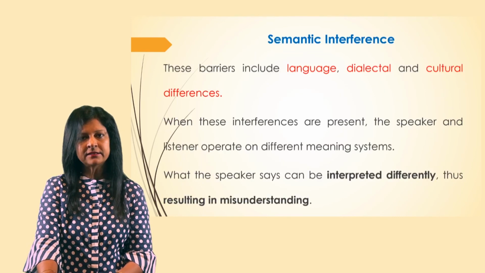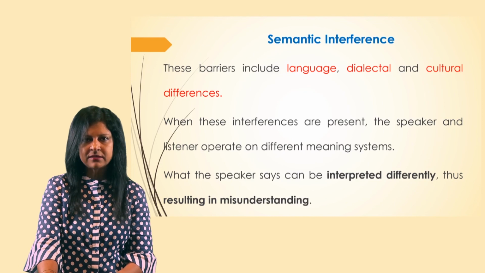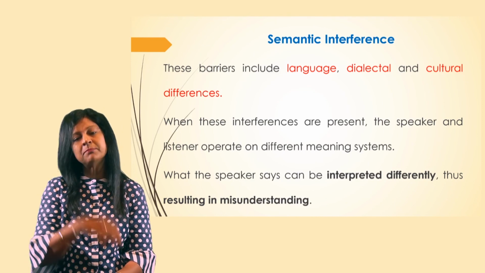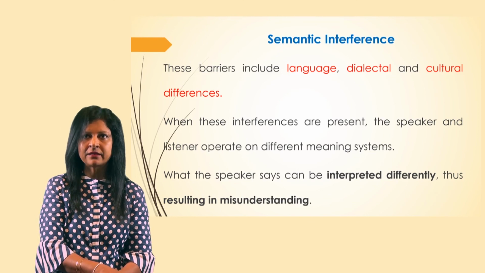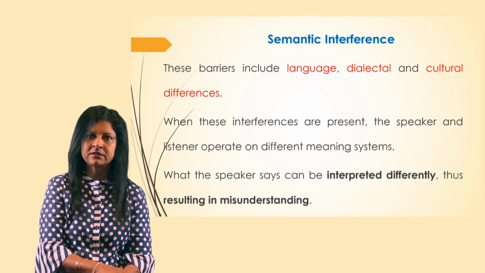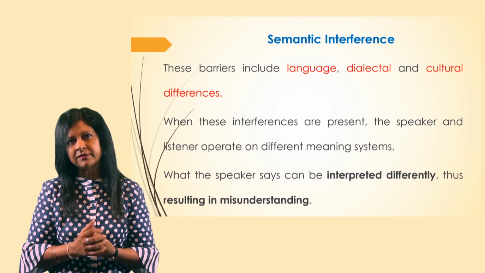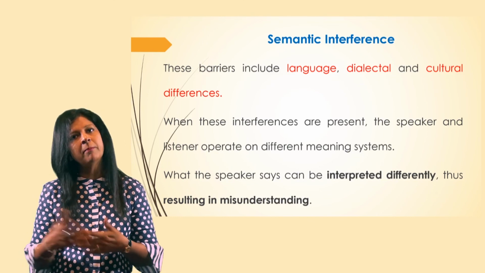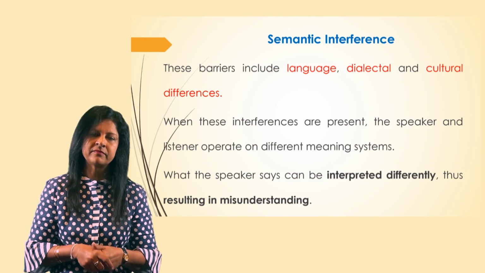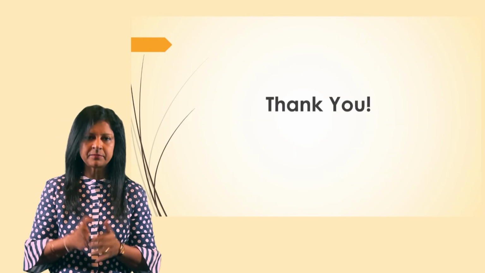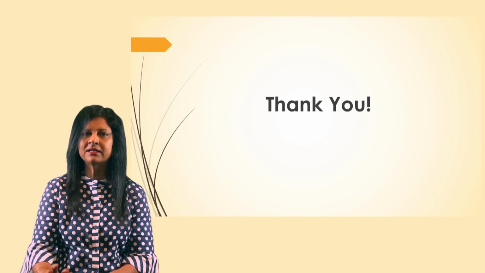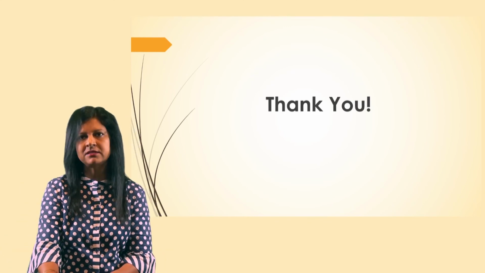And when you take the last one, that is semantic interference. These barriers include language, dialectal and cultural differences. When this interference is present, the speaker and the listener operate on different meaning systems. What the speaker says can be interpreted differently, resulting in misunderstanding. So these are what you call semantic.